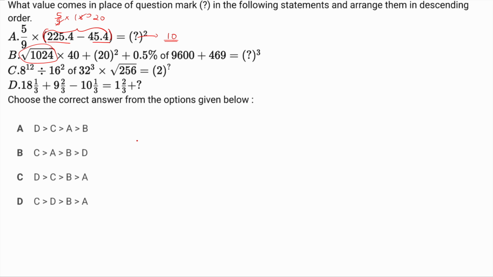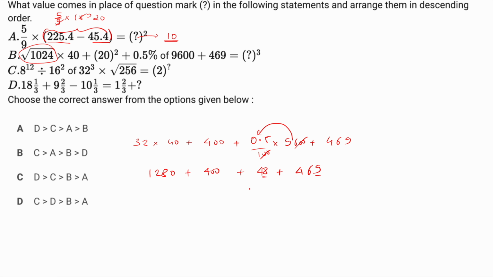Well, root of 1024 is 32 into 40 plus 20 square is 400 plus 0.5% of 9600 is 0.5 upon 100 into 9600 plus 469. Okay, so this is 2 zeros gone. 96 into 0.5 is technically 96 into half. That's 48 for you. So this part is 48 plus this is 400 plus this part is 4 2s are 8 and a 0. 4 3s are 12. So 1280 plus 400 plus 48 plus this part is 469.